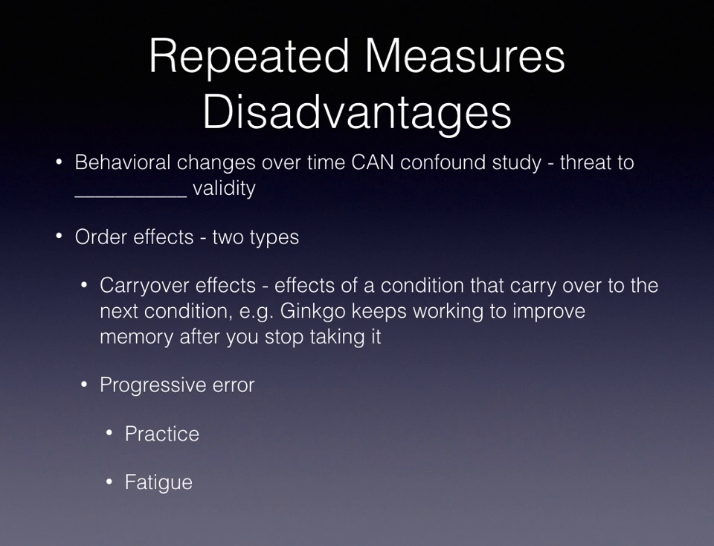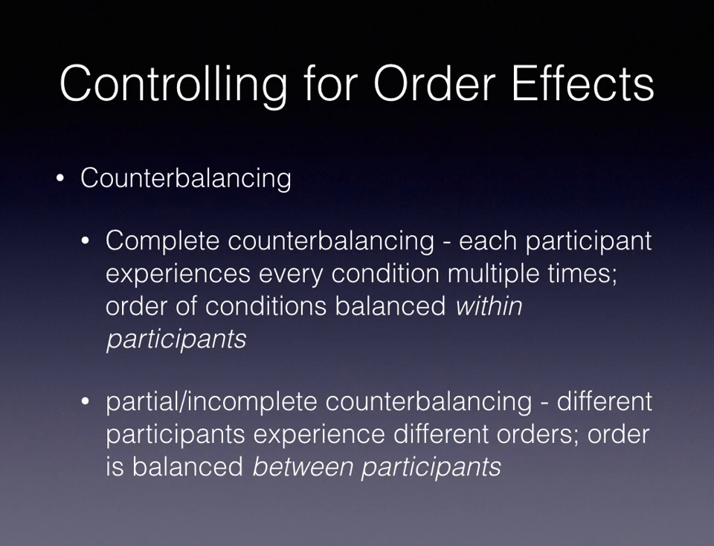The good news is that there's ways to control for order effects, and this has to do with people experiencing different orders of the conditions of your study. We call that counterbalancing. So we say that the order of conditions in a repeated measures study must be counterbalanced. The reason we have to counterbalance is to prevent order effects from happening, and I'm going to talk about two types of counterbalancing, complete and partial or incomplete, and I'm going to give you two examples of each. So I hope you can organize these by these two different main types.